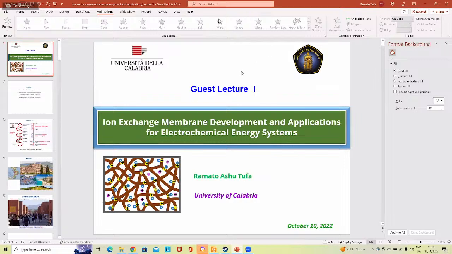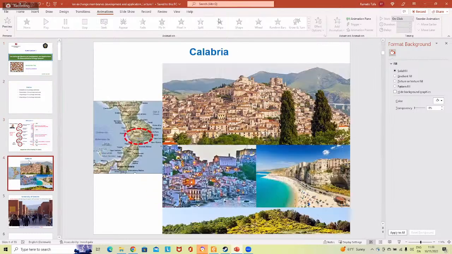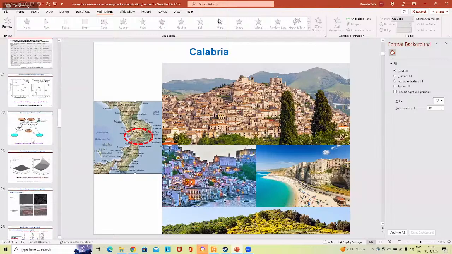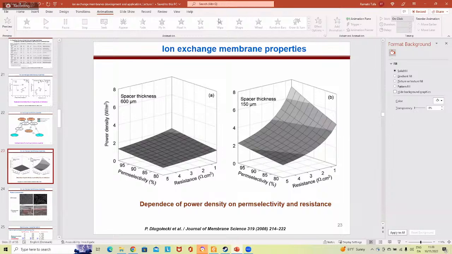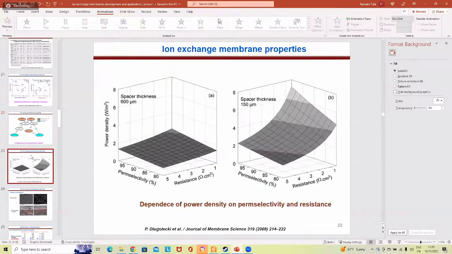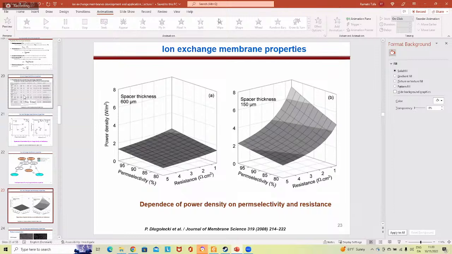May I know how you manage to get good permselectivity values in your experiment? Also, I'm curious about the electrical saturation of the ion exchange membrane after it is fully used or saturated. Can it be regenerated or used again? Okay, interesting. The first question is, how do we improve the permselectivity? And the second question is, once we use the ion exchange membrane, can we regenerate it?